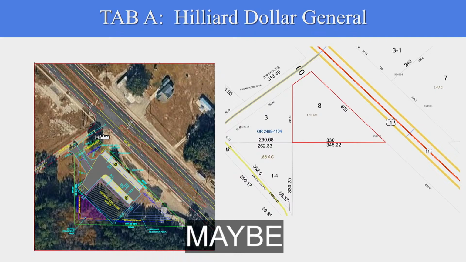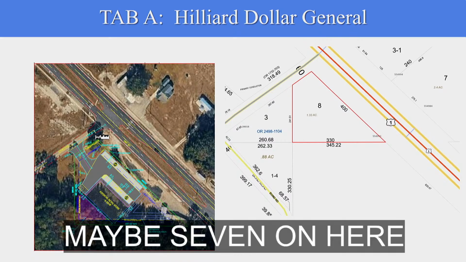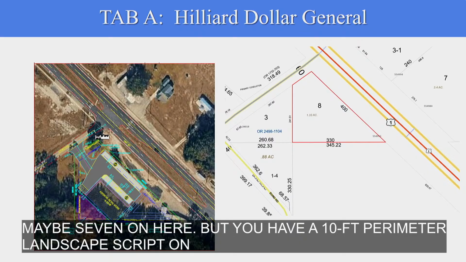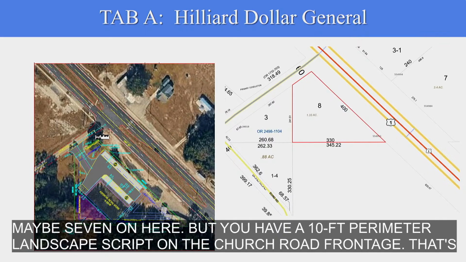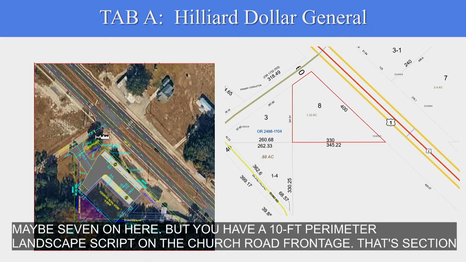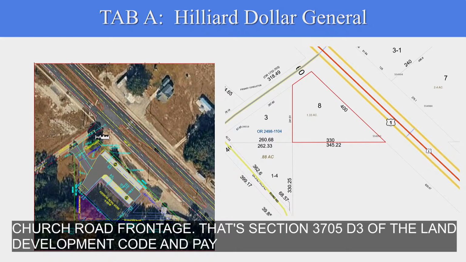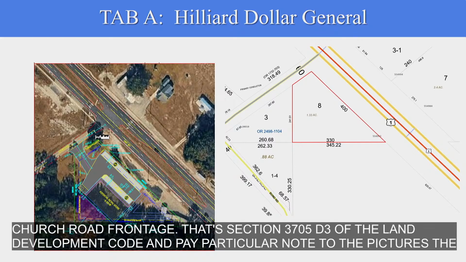Maybe 7 on here. But you have a 10-foot perimeter landscape strip on the Church Road frontage. That's section 3705D3 of the Land Development Code, and pay particular note to the accompanying pictures that go with those codes.